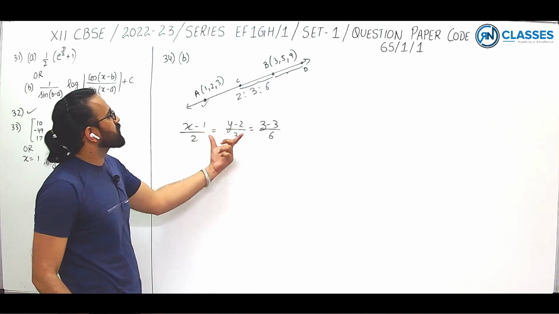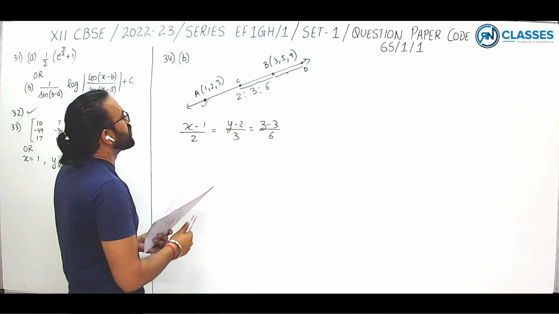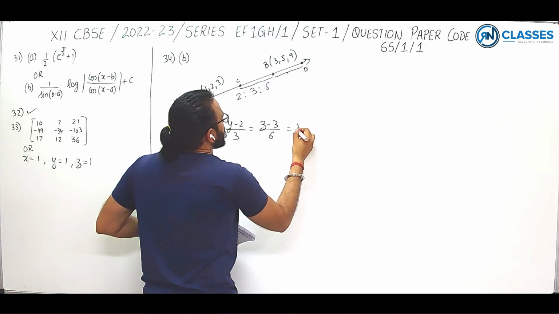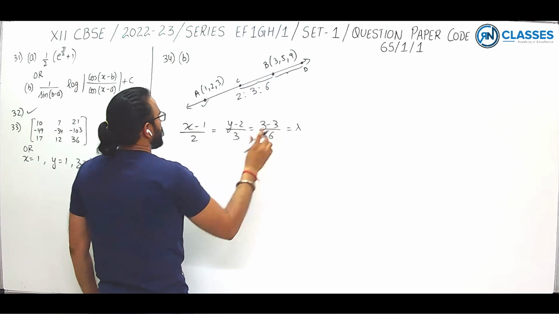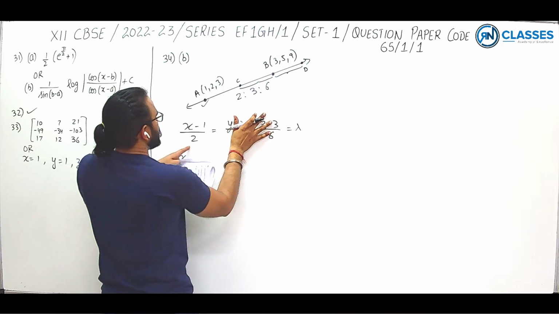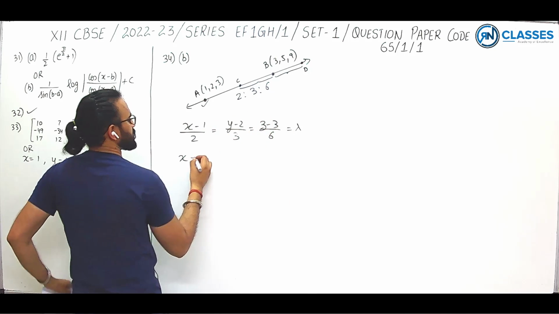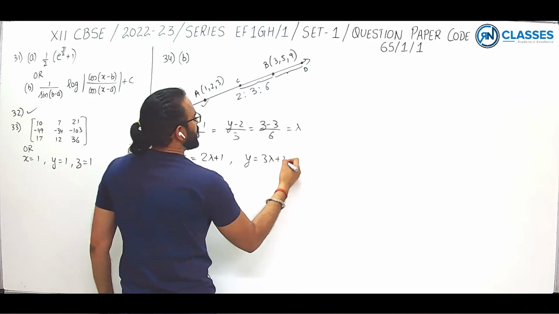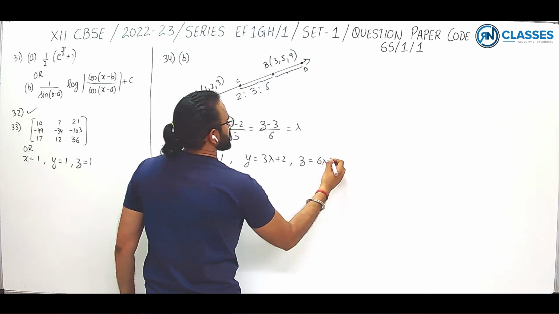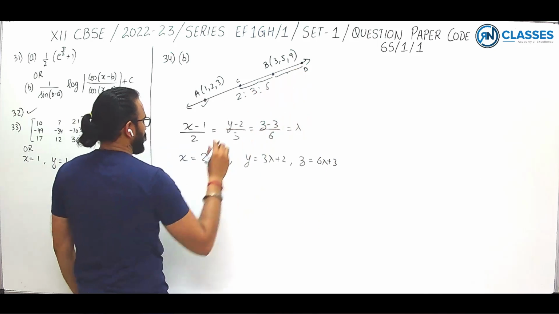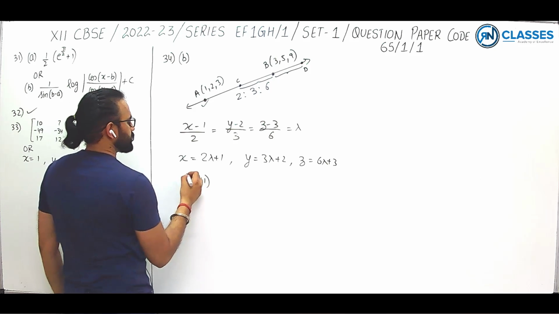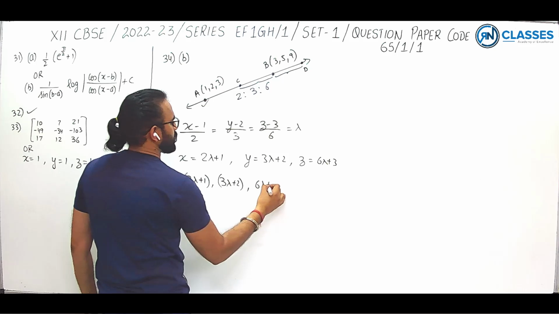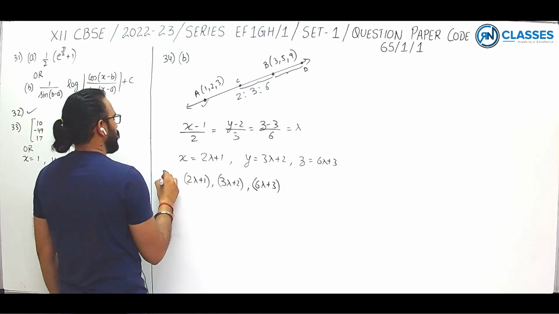सिंस इस लाइन की इक्वेशन हमारे पास ऑलरेडी प्रेजेंट है, तो we can write coordinates of point D. कैसे? Let each ratio be equal to lambda. So x की value in terms of lambda हम लिख सकते हैं. Equating these two, we will get the value of x as 2 lambda plus 1. Similarly, y की value turns out to be 3 lambda plus 2 and z turns out to be 6 lambda plus 3. तो D point के coordinates आ गए हमारे पास: 2 lambda plus 1, 3 lambda plus 2 and z coordinate is 6 lambda plus 3.